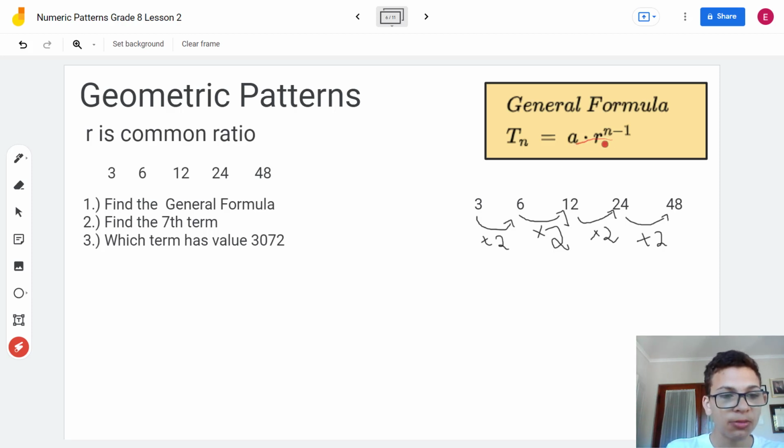So let's find the general formula. I always write down the formula on the first line so that I know what to substitute.